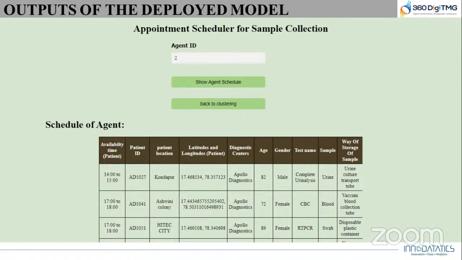Once we take the agent ID and click on show schedule, the schedule will be generated as below according to the timestamps, according to the availability time of the patient from morning to evening. The whole schedule will be shown to the agent, and this way all the requirements of the agents will be fulfilled by this schedule. Through this scheduling, we solve the problem of appointment scheduling of the agents.